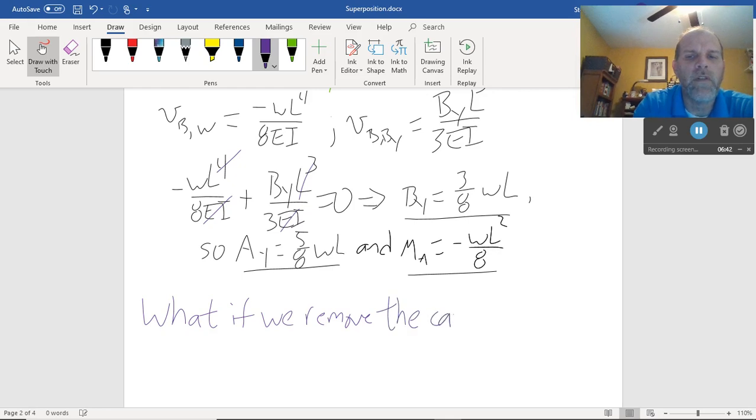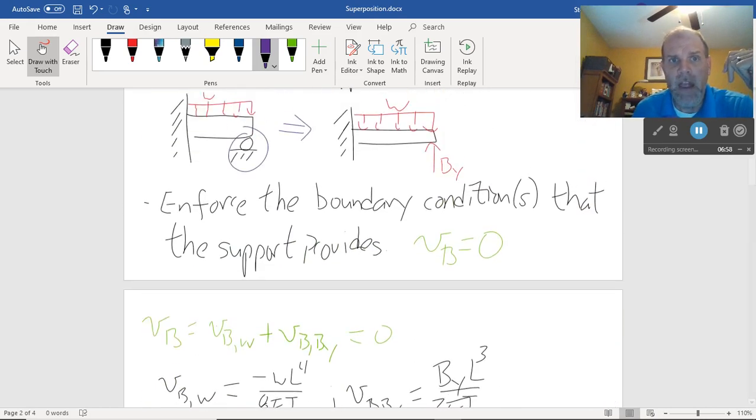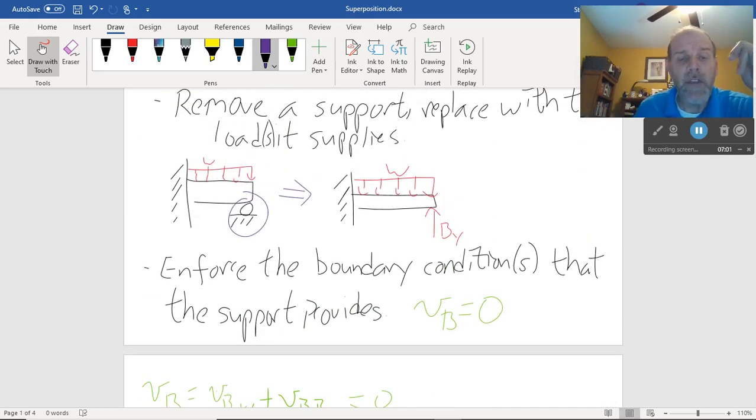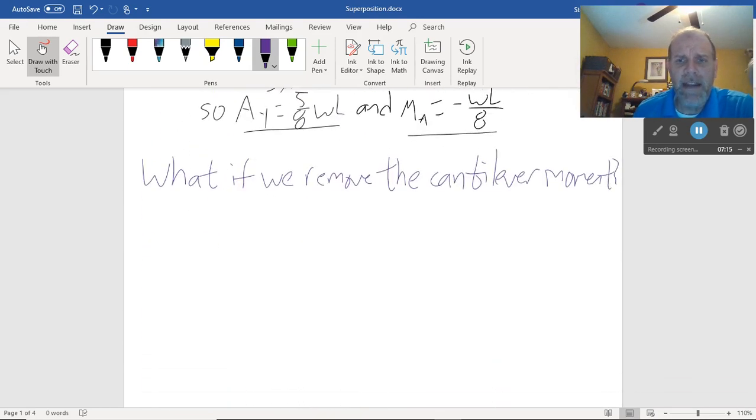What if we just remove the cantilever moment? Really? I mean, seriously, that's a redundant reaction too. It's an extra reaction. If I just had this thing here on the left with the cantilever and the roller, if I took away the cantilever and made it a pin instead, it would be statically determinate, wouldn't it? So I could treat that moment as being something that's extra, right? There's no reason I can't.